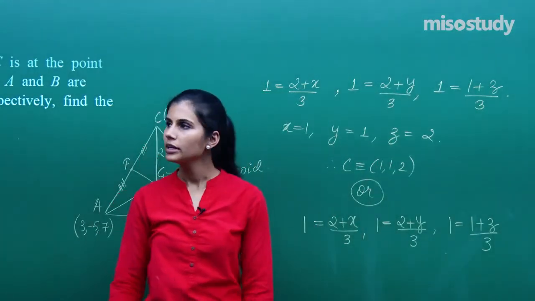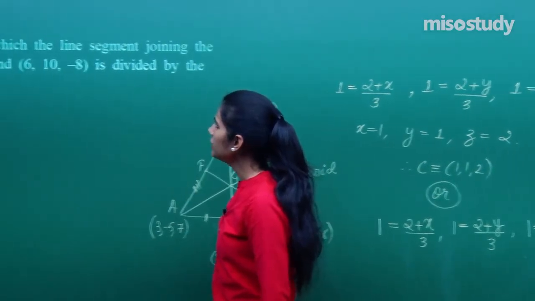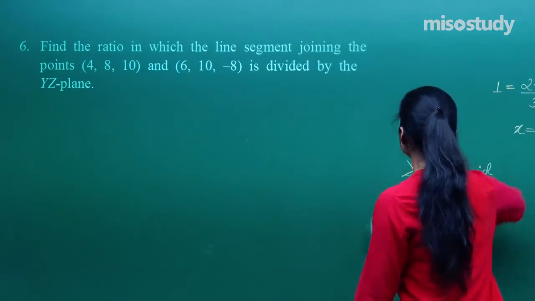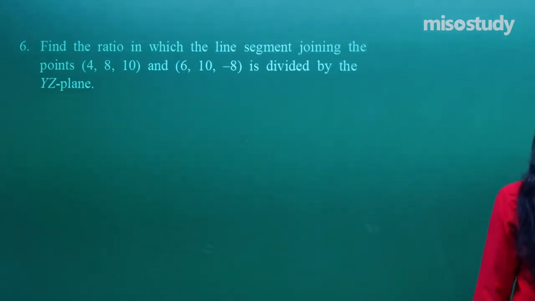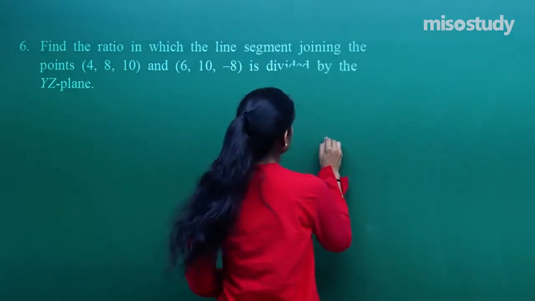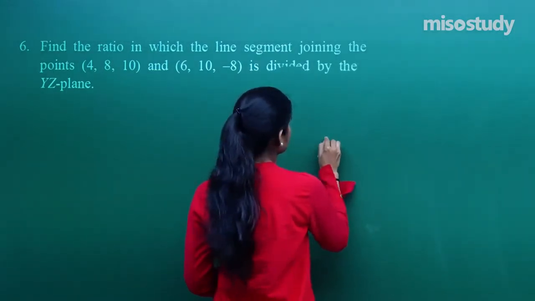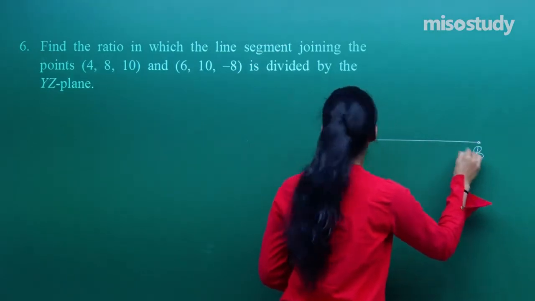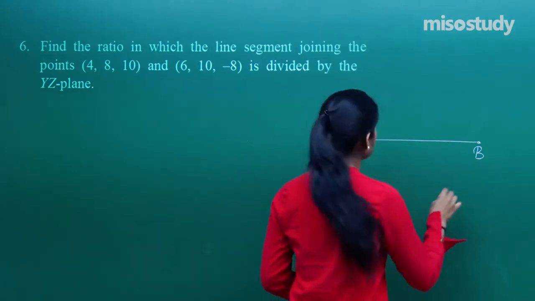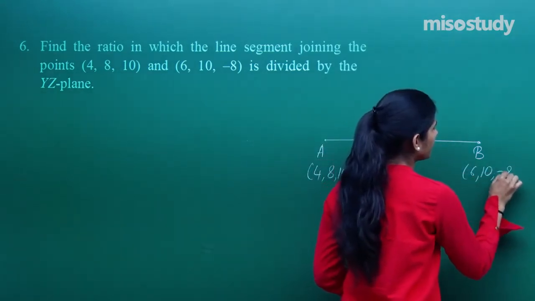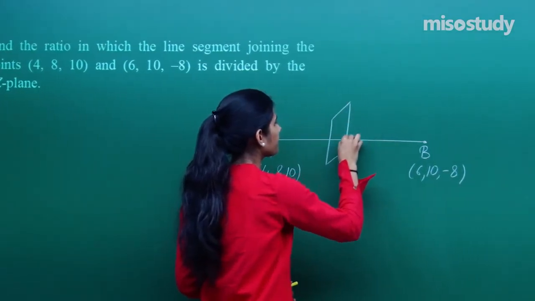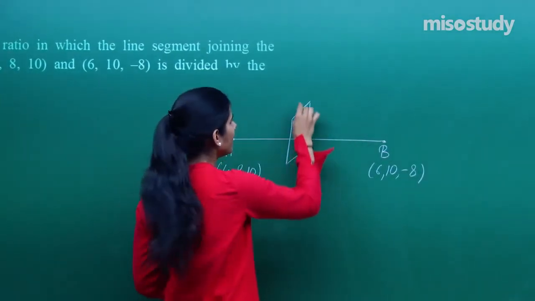You get the exact same coordinates of point C. Okay, moving to the next, we have: find the ratio in which the line segment joining these 2 points is divided by the yz plane. Now this is very interesting. I have this segment, I say this is point A and say this is point B. A has coordinates 4, 8, 10 and B has 6, 10, minus 8. This is being divided by the yz plane.